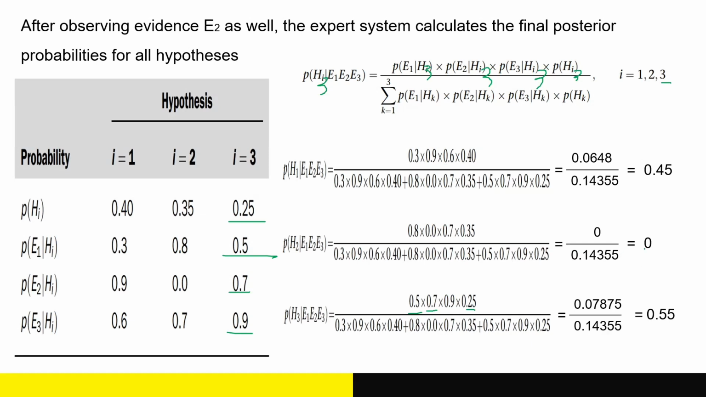So nakikita po natin na ang hypothesis 2 is equal to 0, so excluded na siya. And then hypothesis 1 and 3 has their own values, pero mas nakikita po natin na mas malaki po yung hypothesis 3 given evidence 1, 2, and 3.